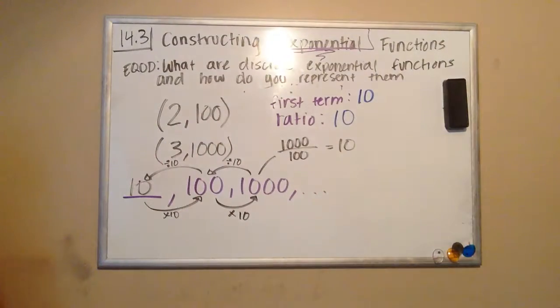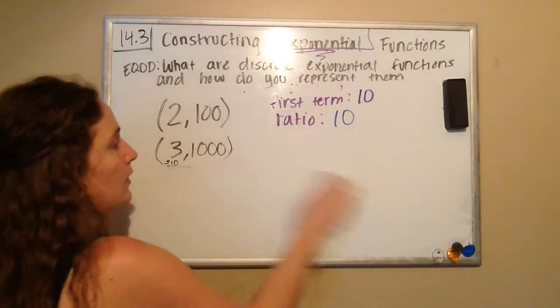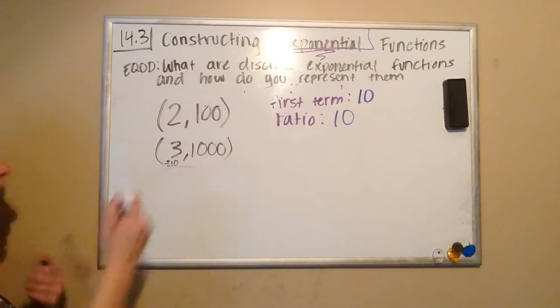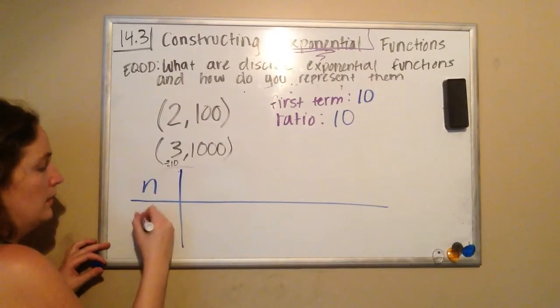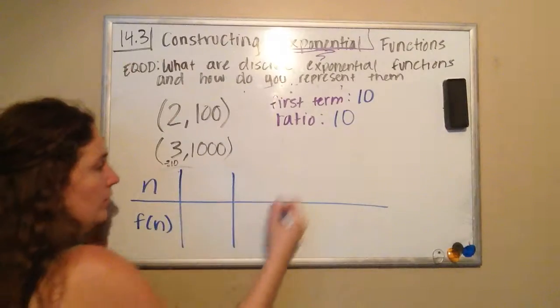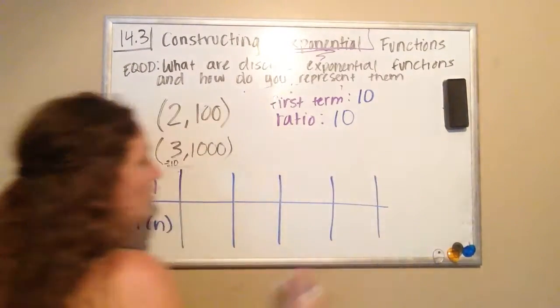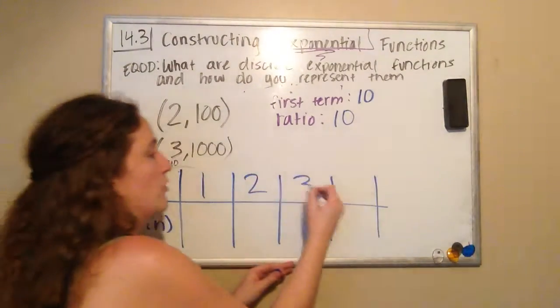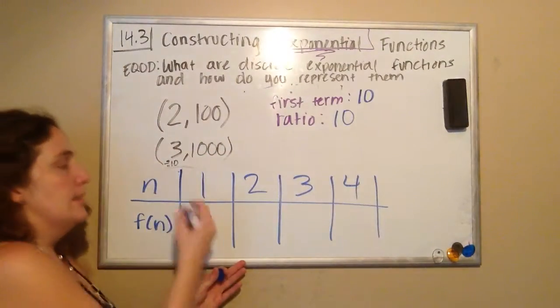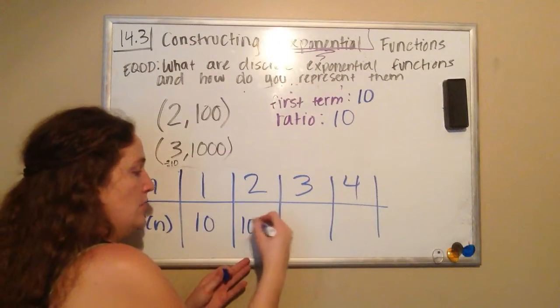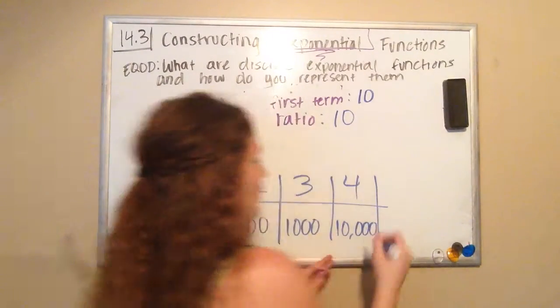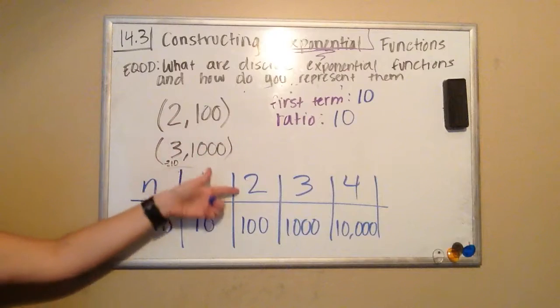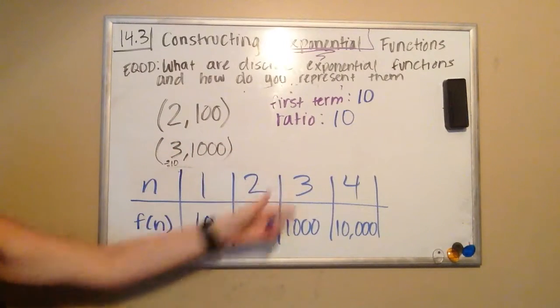So if we wanted to represent this as a table, it would be pretty easy. I'm going to do it in a different orientation. n and f of n. 1, 2, 3. I'm just going to do 4 this time. So the first term, second term, third term, fourth term has 10, 100, 1,000, 10,000. Okay? And this coordinate point 2 comma 100 is right here, and 3 comma 1,000 is right there.